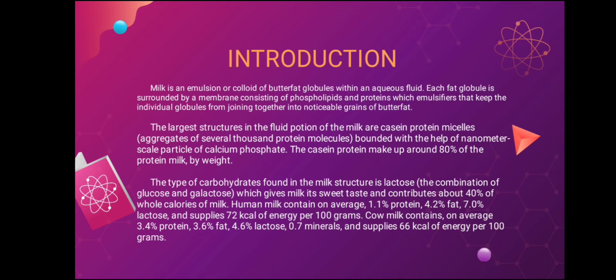Human milk contains on average 1.1% protein, 4.2% fat, 7% lactose, and supplies 72 kilocalories of energy per 100 grams. Cow milk contains on average 3.4% protein, 3% fat, 4.6% lactose, 0.7% minerals, and supplies 66 kilocalories of energy per 100 grams.